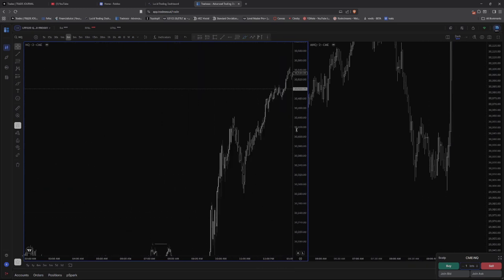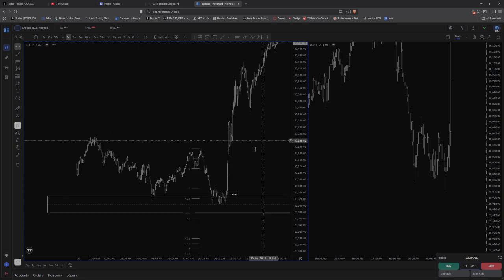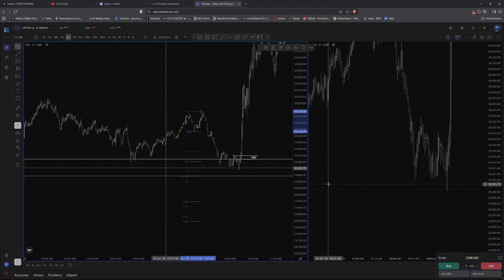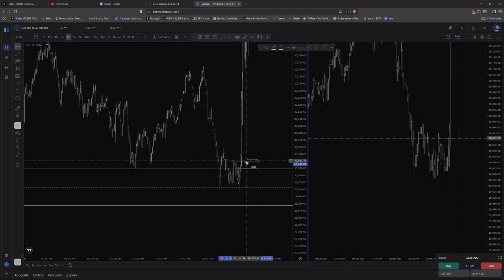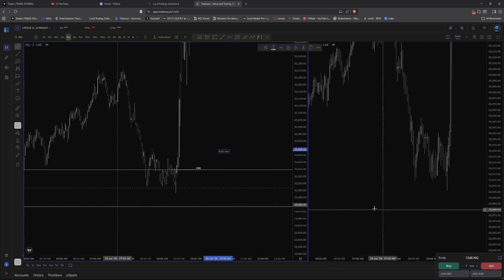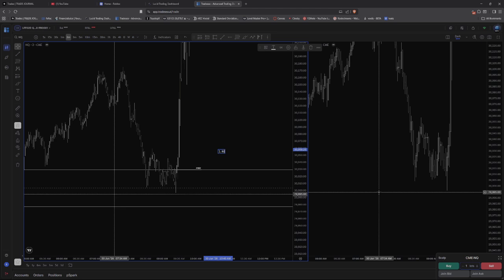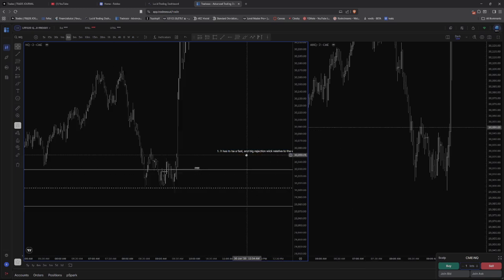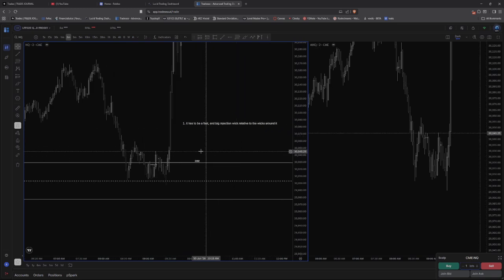And for rejection blocks, I said I'd go over rejection blocks real quick. I'm going to go over that before I go over the IFVG entries. For rejection blocks, I have a few rules, okay? One, it has to be a fast and big rejection wick relative to the wicks around it. Okay? So what do I mean by this?